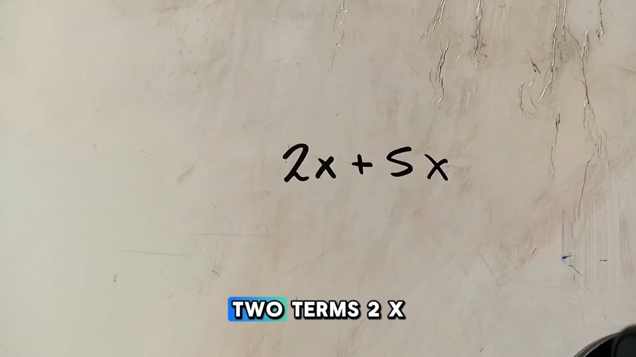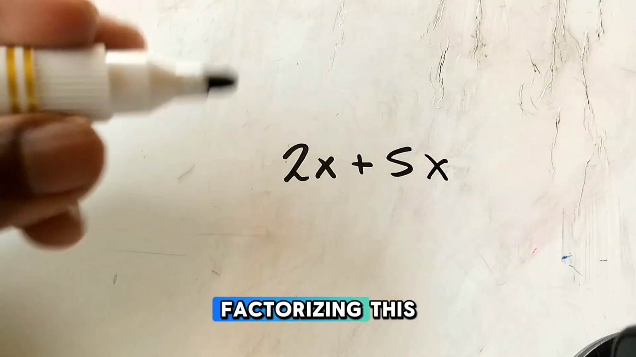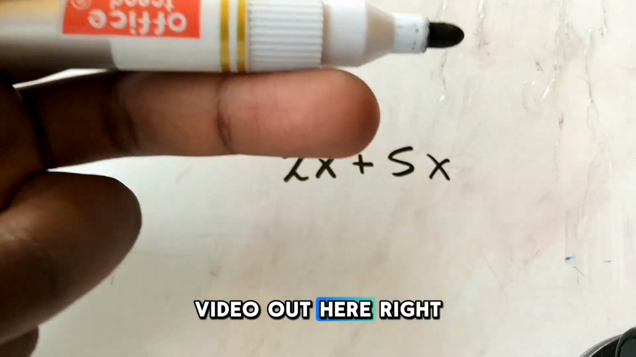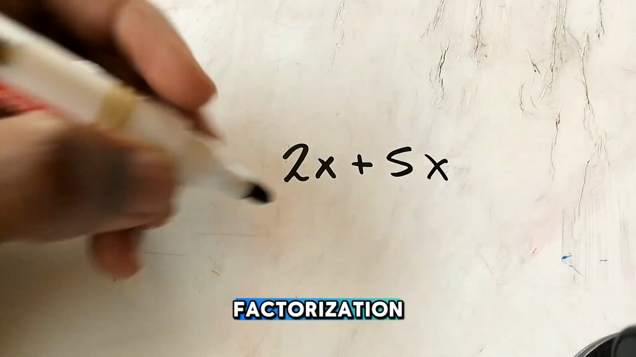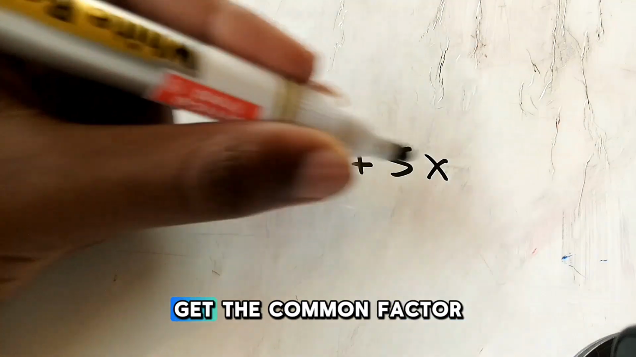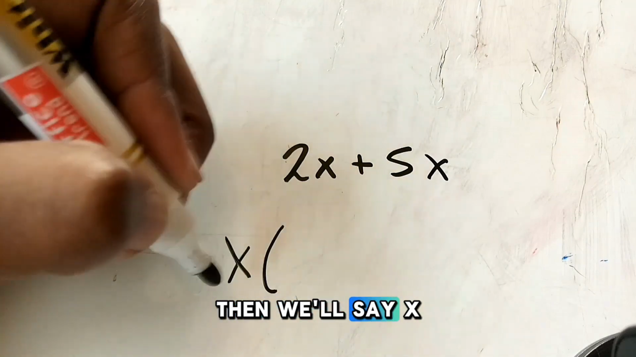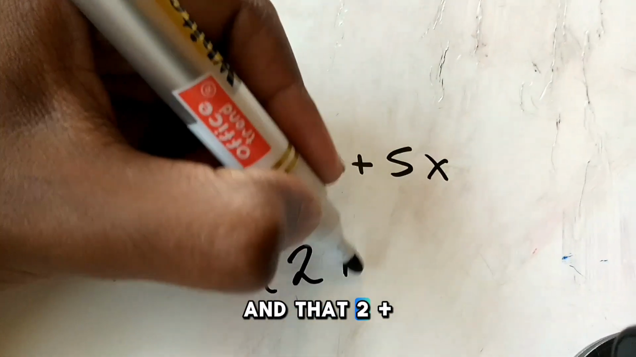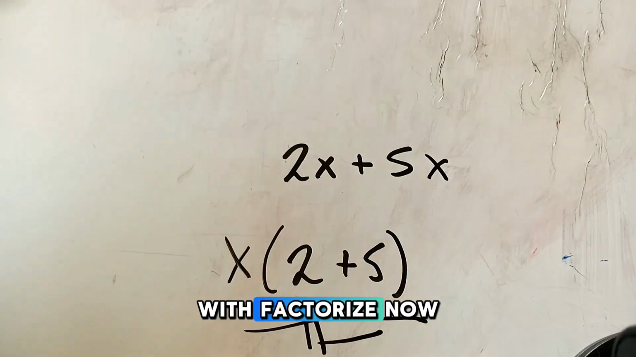So if we have these two terms, 2x plus 5x. When we're factorizing this, you can check this video out here if you do not know the concept of factorization. You can just simply get the common factor, which is x, and then we'll say x in there, 2 plus 5. So just like that, we've factorized.